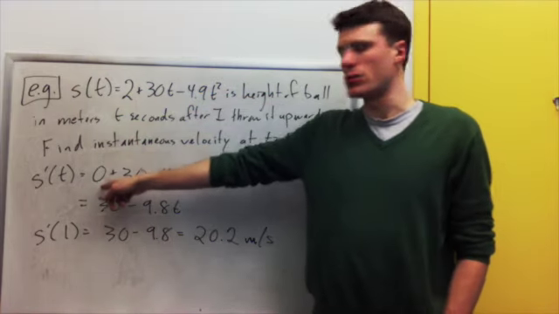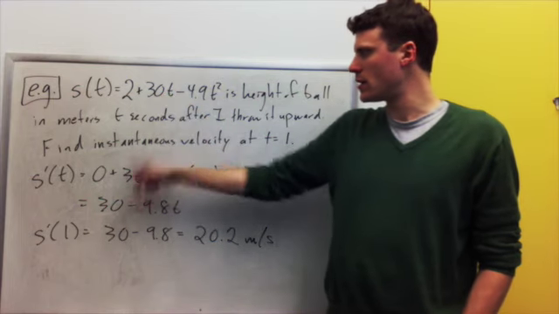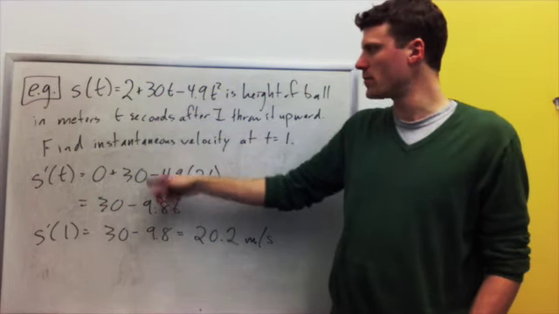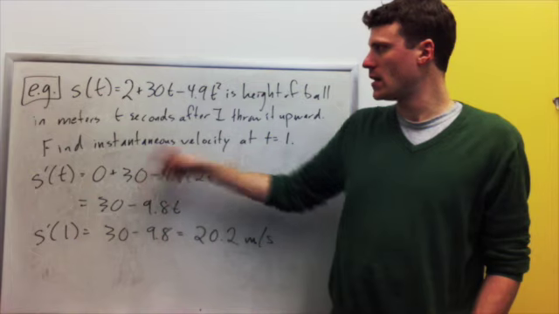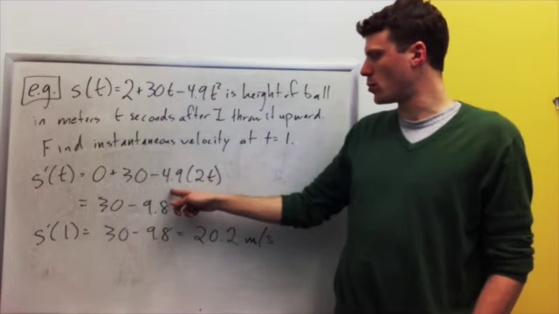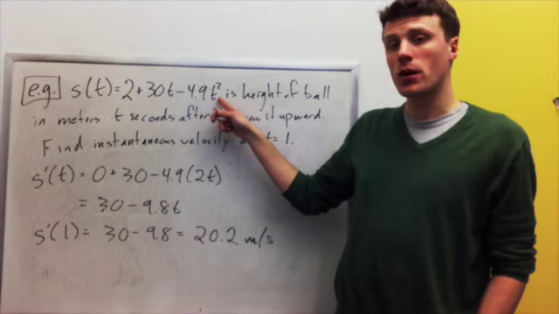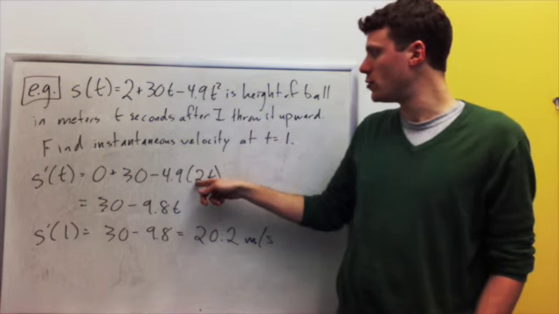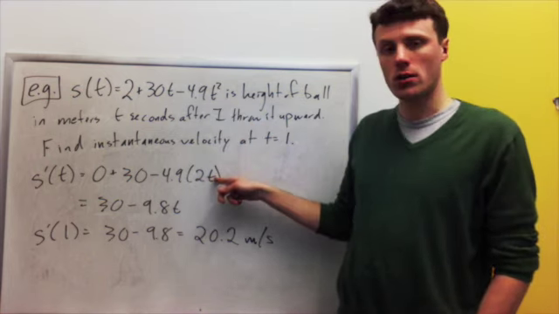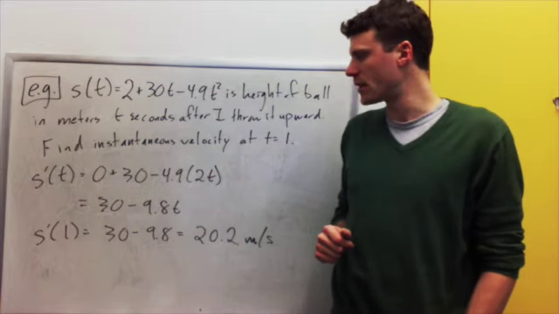The derivative of 2 is 0. The derivative of 30t is, well, I leave the 30 there, and the derivative of t is 1. So I'm just left with 30. Minus 4.9t squared. Its derivative is 4.9 times the derivative of t squared. To get the derivative of t squared, I apply the power rule. I bring down the 2. I reduce the power by 1 to 1. I simplify, and I get 30 minus 9.8t.